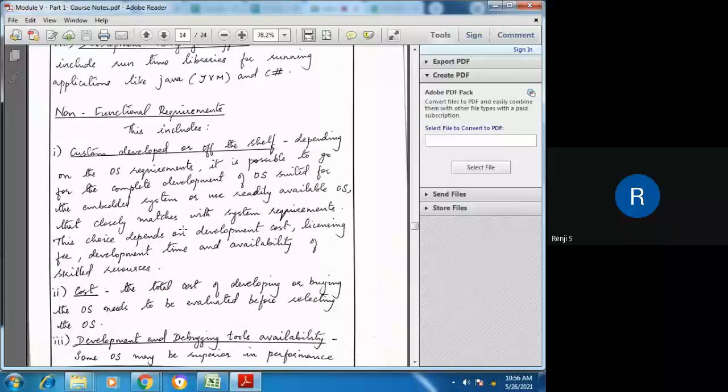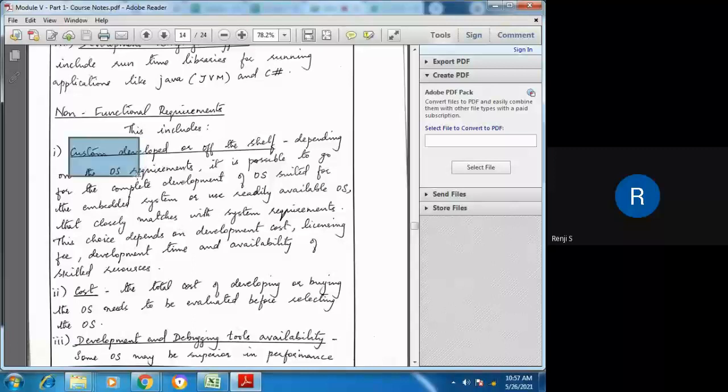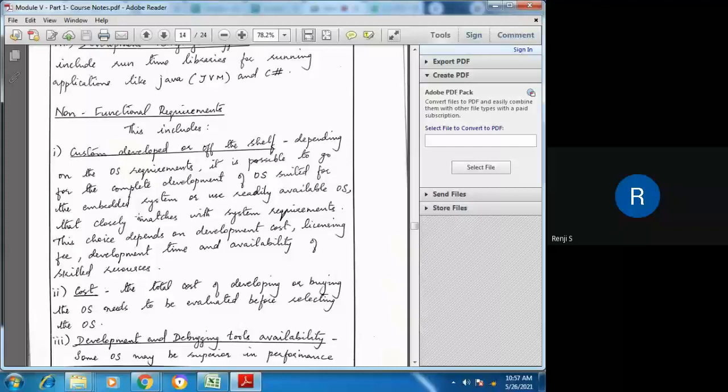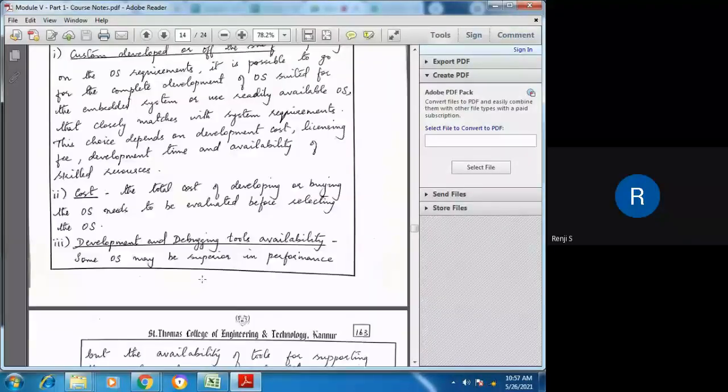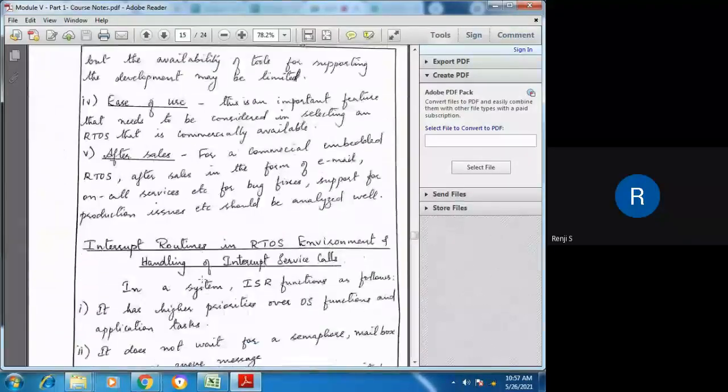Is it clear? In short, custom built or off the shelf is shortened as COTS. In most software engineering books, it is shortened as COTS: custom built or off the shelf software. It is shortened as COTS. Is it clear?